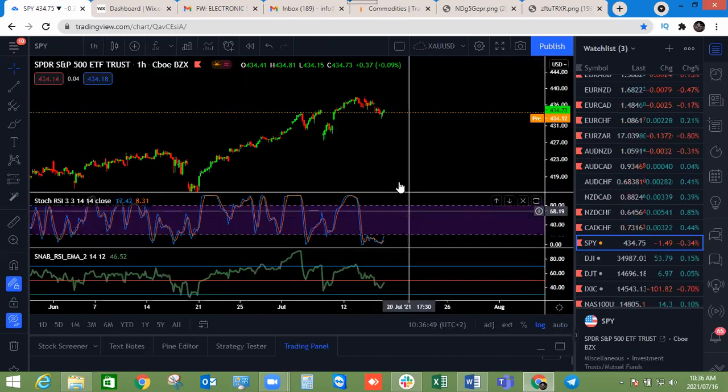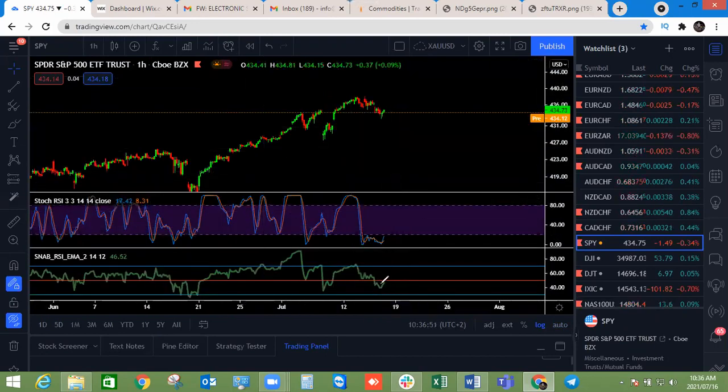So the 1 hour is showing us more upside. That's a setup on the 1 hour. We're going to trade here above 50. This is going to close above here. So we're going to see the S&P 500 see 440 even. May see 440 on the S&P 500.